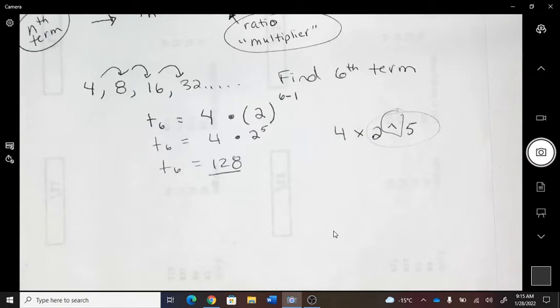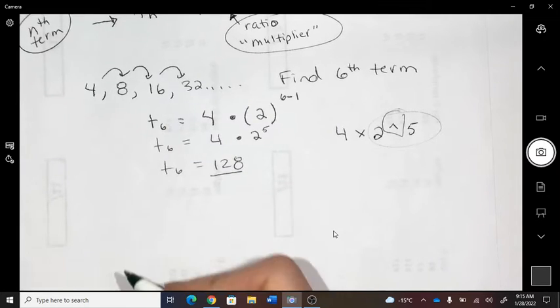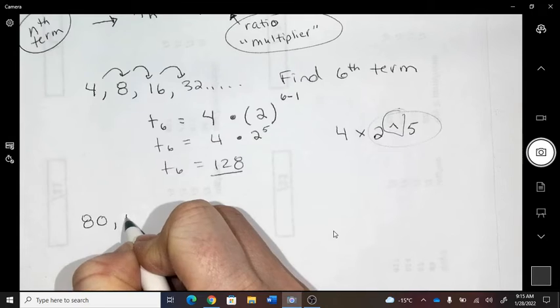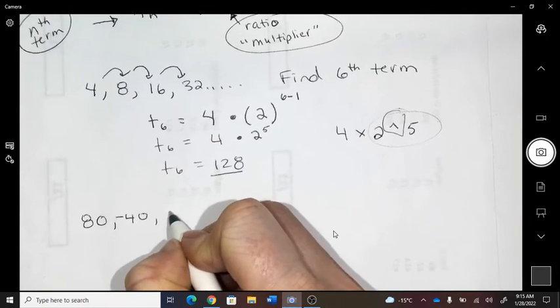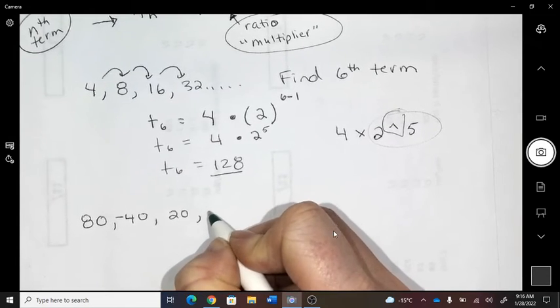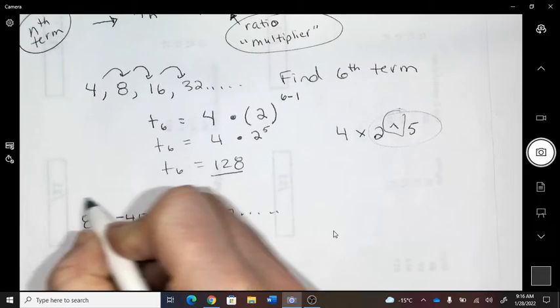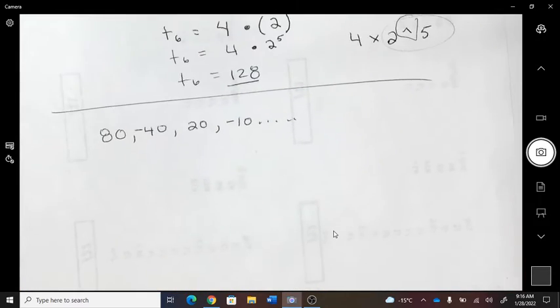Did it work out? No? Let me see what you typed. 4 times 2 to the 5th. You forgot the 4, didn't you, last time? Yeah. Okay, so here we go. 80, negative 40, 20. There's my sequence.